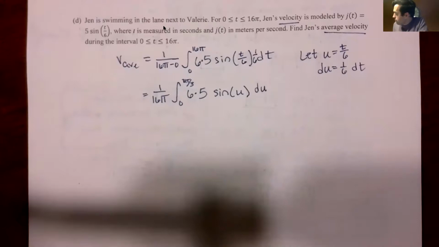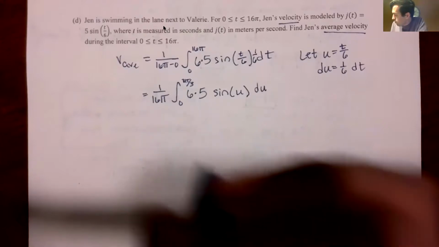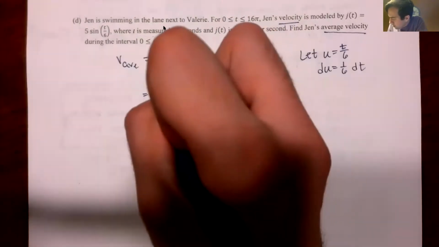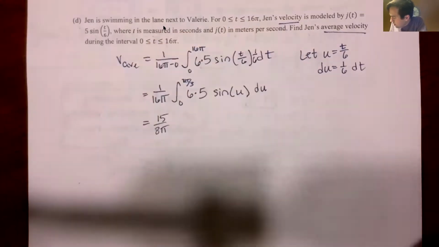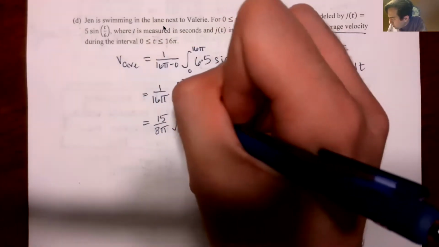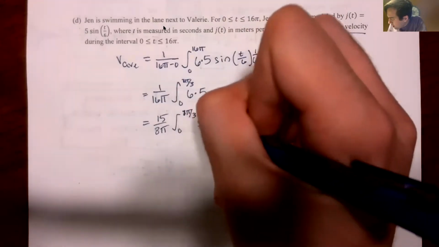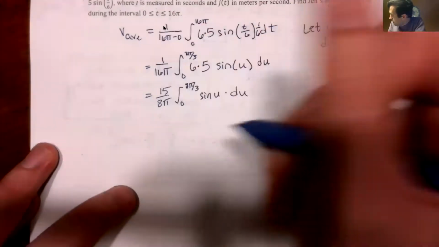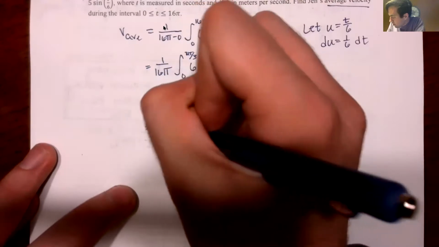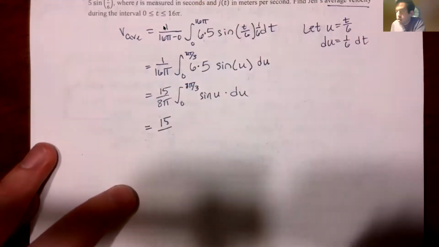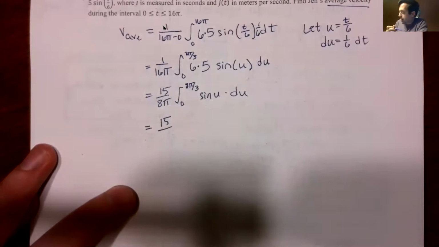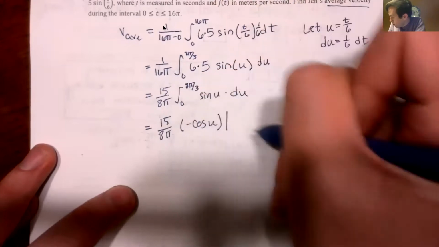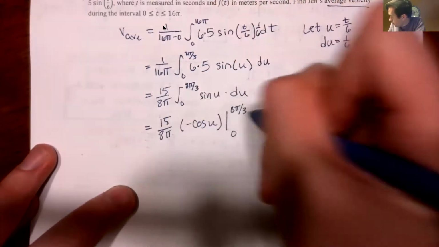Okay. So next step, I'm going to move the 6 and the 5 out in front into the numerator. So we have 30 over 16, which reduces to 15 over 8π. Integral from 0 to 8π over 3 of sine of u du. And the integral of sine is negative cosine, right? Remember, Santa Claus, negative Santa, negative Claus. We moved up from sine, so it kind of filtered back down to the bottom to be negative cosine. From 0 to 8π over 3.